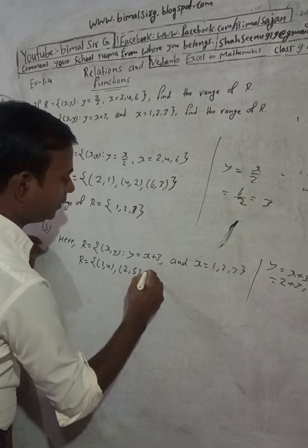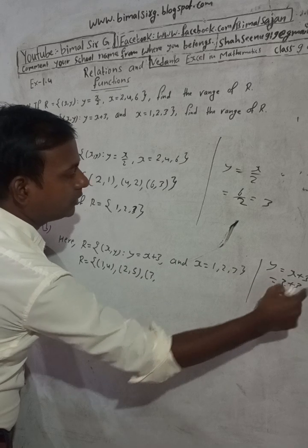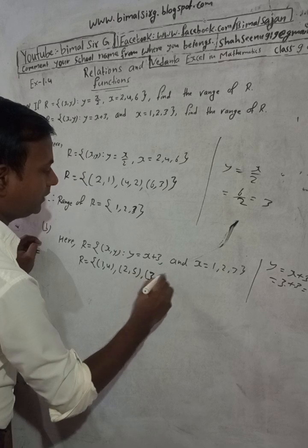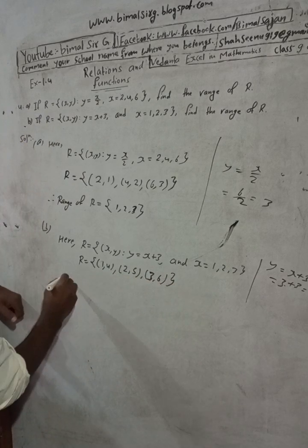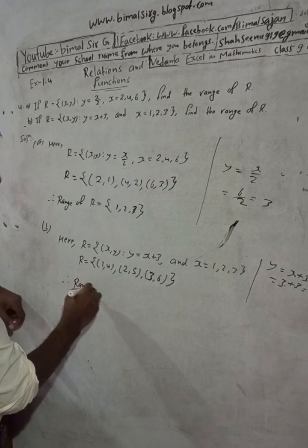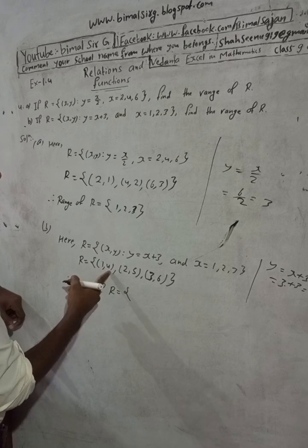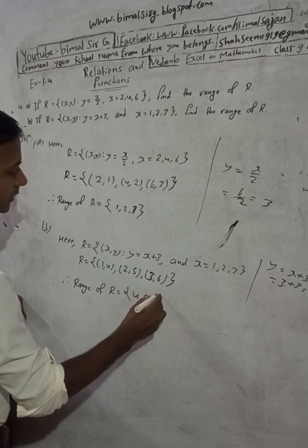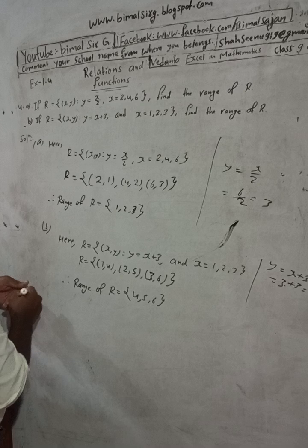And now x is equal to 3. When we substitute x equal to 3, then 3 plus 3 is equal to 6. So 3 comma 6. This is our relation in ordered pair form. Now we can find the range. Therefore, the range of R is equal to the second parts: 4, 5 and 6. If you have to write the domain, then you have to take 1, 2 and 3. So this is the solution.